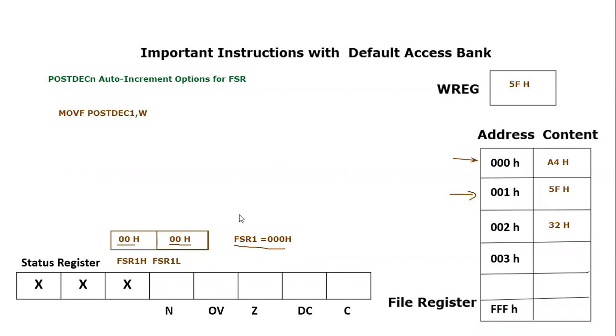I hope you have understood this post decrement, a general auto increment option for a file select register. This time we are using file select register 1. You can also apply it for file select register 2 or 0. I hope you have understood it.